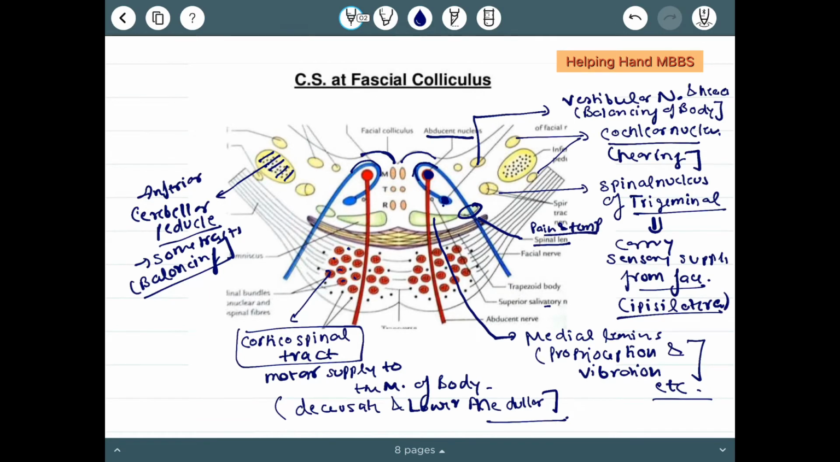So these are the important structures we should know at the level of the pons, specifically the lower pons. One more main thing is the structure you can see here, the trapezoid body. So what is this trapezoid body? The trapezoid body just carries the decussating fibers of the cochlear nucleus. As I have shown you, these are the cochlear nuclei. The cochlear nucleus fibers decussate and cross over to the opposite side through this trapezoid body. So this is the trapezoid body. These are the main structures at the lower pons.